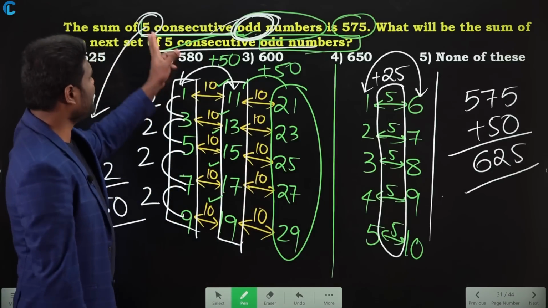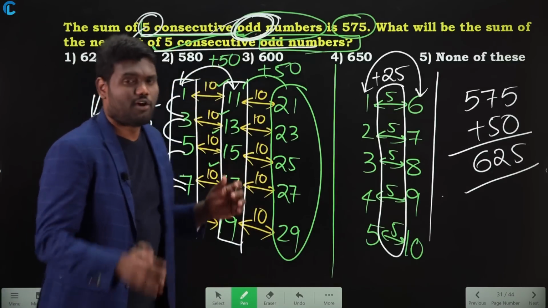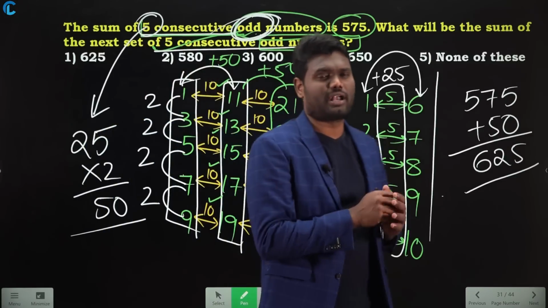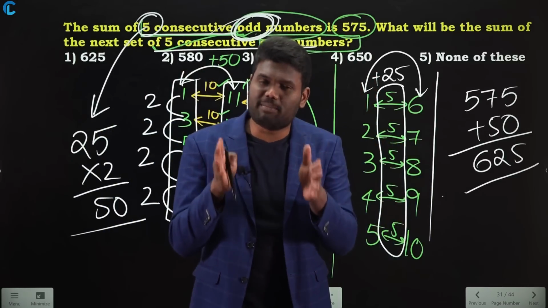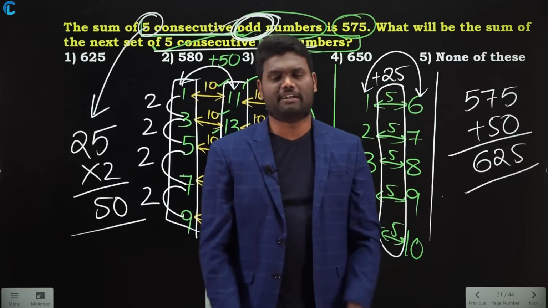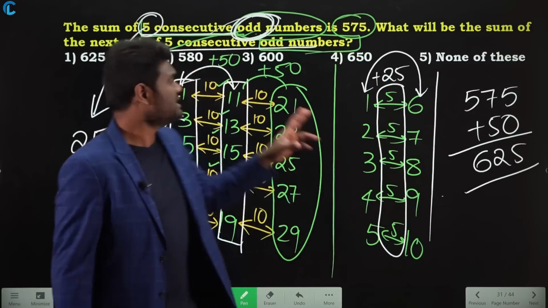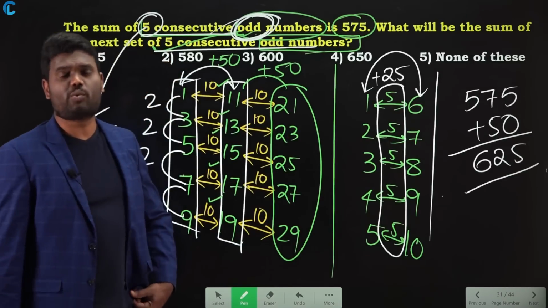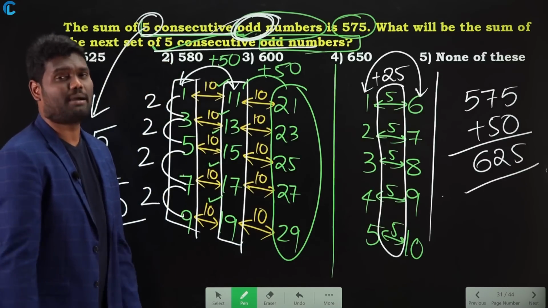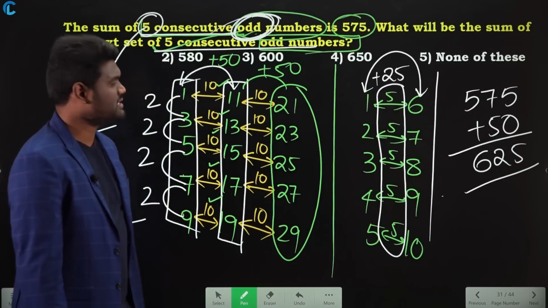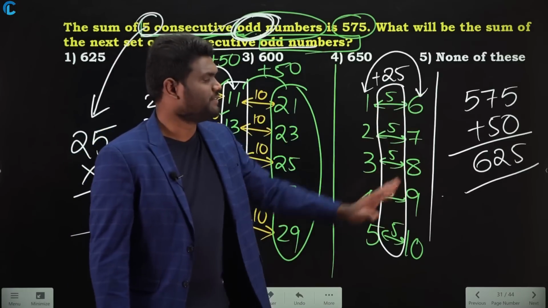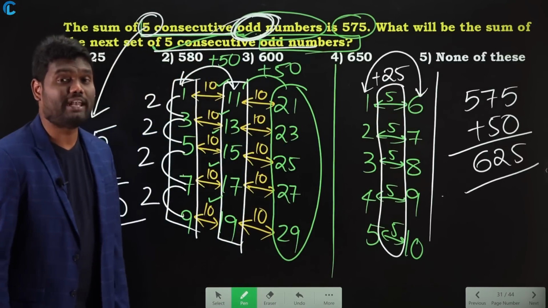Then what you need to do simply, as these are odd numbers, for one odd number and the next odd number, you will have a difference of 2. Similarly, if it is even numbers also, you will have a difference of 2. That is the reason you need to square it and double it. So 5 square is 25, and 25 double is 50. So 575 plus 50, the answer is 625.